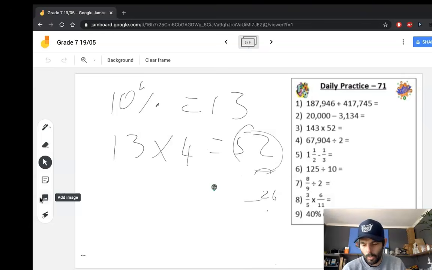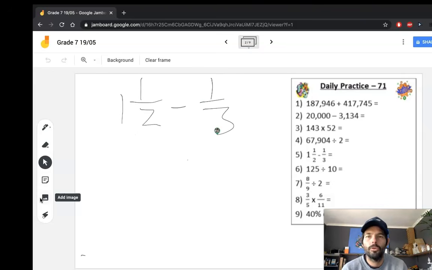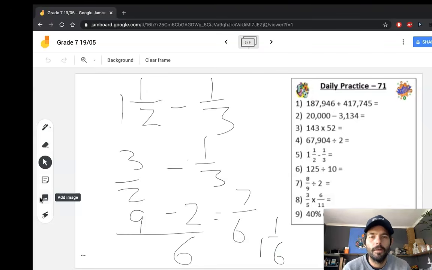So question number 5 is 1.5 minus 1/3. Okay, we convert to improper fractions. So 3/2 minus 1/3. Then we need the lowest common denominator of 2 and 3, which is 6. So 2 goes into 6 3 times. So 3 times 3 is 9. 3 goes into 6 twice. So 2 times 1 is 2. So my answer here is going to be 7/6. And if you needed to, you could convert that to 1 and 1/6. Okay, sorry about leaving out question number 5, but there you have it on your screen in front of you.